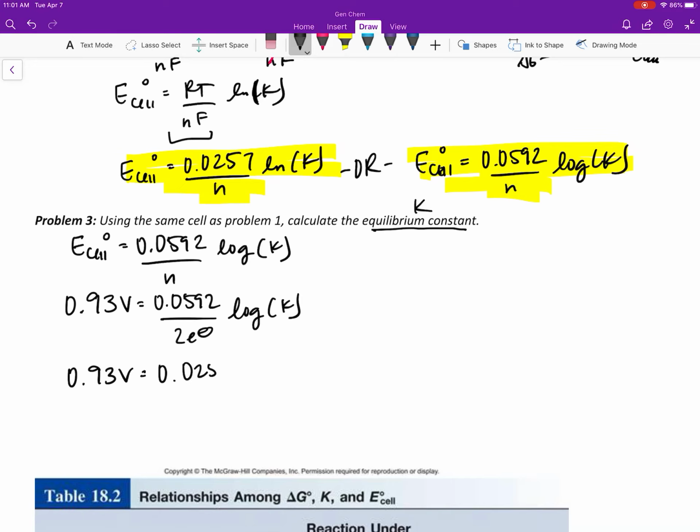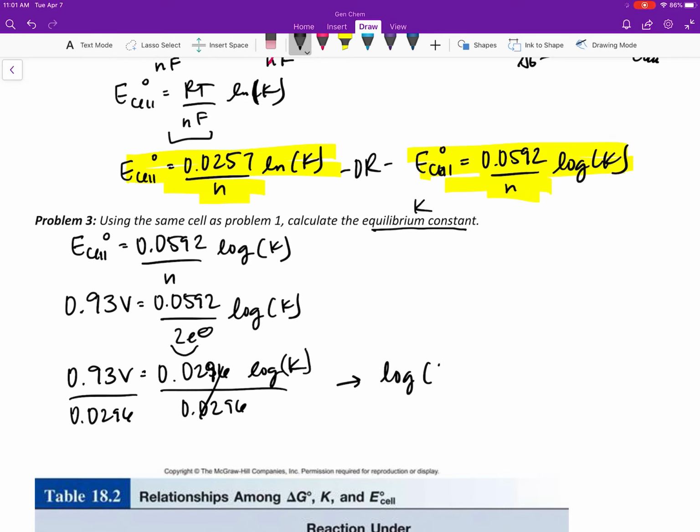The only reason I'm showing this math out is because I want to make sure you guys are solving for it correctly. So I'm going to divide those two first. Now I'm going to divide out onto both sides, leaving me with the log of K is equal to 31.4199. There's lots of significant digits.